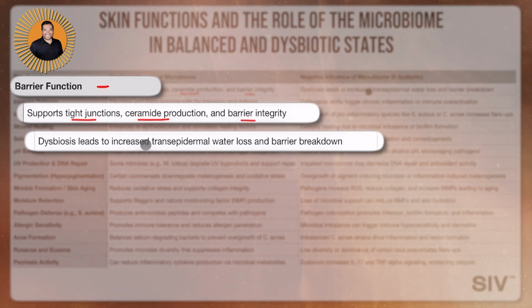Now in a dysbiotic condition, dysbiosis leads to increased transepidermal water loss and barrier breakdown, right? This is where the studies on TEWL, transepidermal water loss, come from. It's a good surrogate marker for barrier function or barrier dysfunction in the skin, and a lot of this is controlled by microbes in the skin.